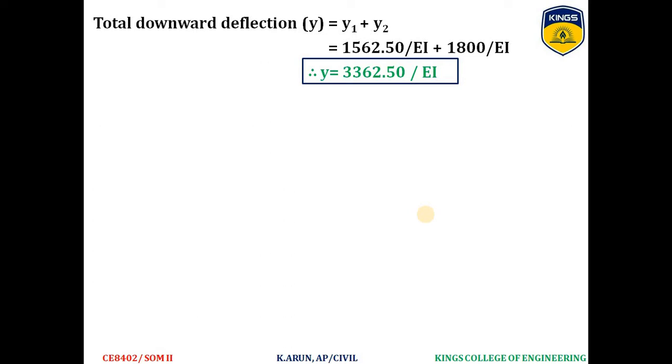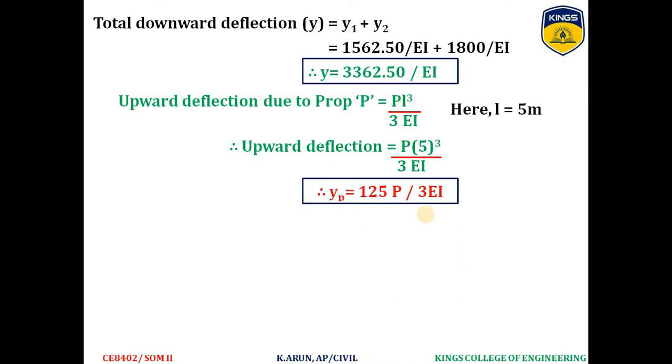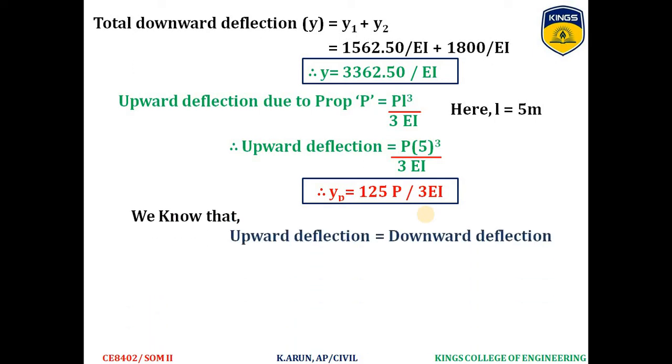The next step, I am going to calculate the upward deflection due to the prop. So PL cube by 3EI. Here L is 5 meter, the entire length of the beam. So I am substituting the value of L here, and then the upward deflection YP will be equal to 125P divided by 3EI. Generally in a beam, upward forces will be equal to downward forces. For deflection also, the upward deflection will be equal to the downward deflection.